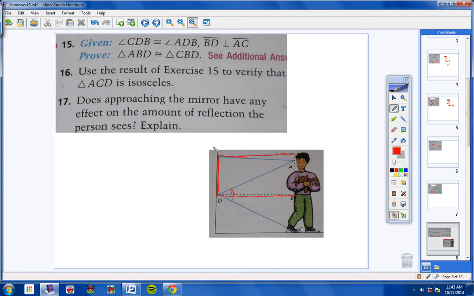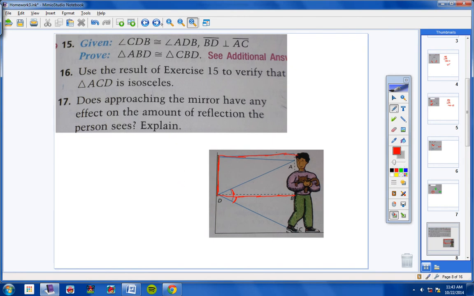Now watch this carefully. If the person moves closer to the mirror, angle ADB, think about it, will get smaller. As you get closer, it'll get smaller. And so will angle BDC, which is this angle here. So the entire body will still be reflected the same way, because these angles will stay congruent, since they will both shrink at the same rate, okay? So I hope that makes sense, but that's the answer to number 17, okay?